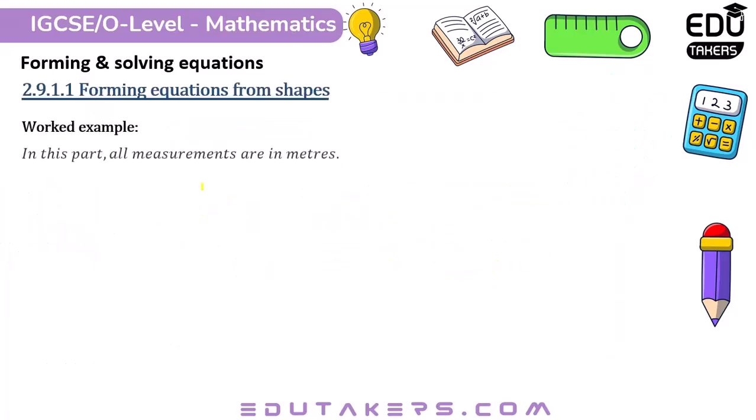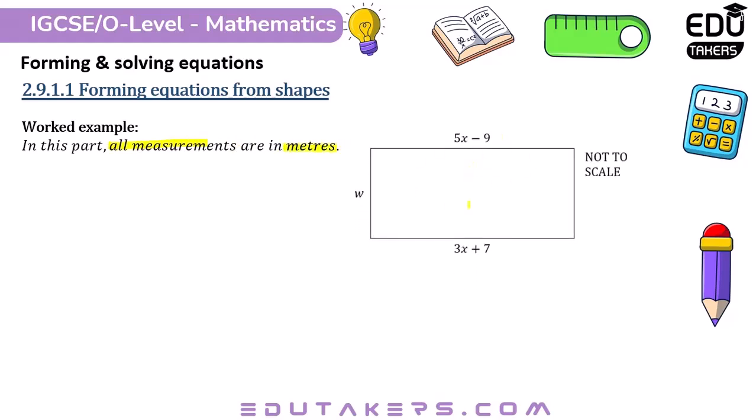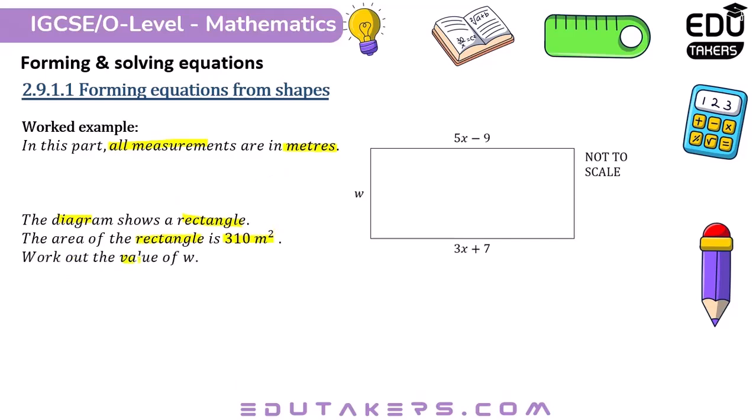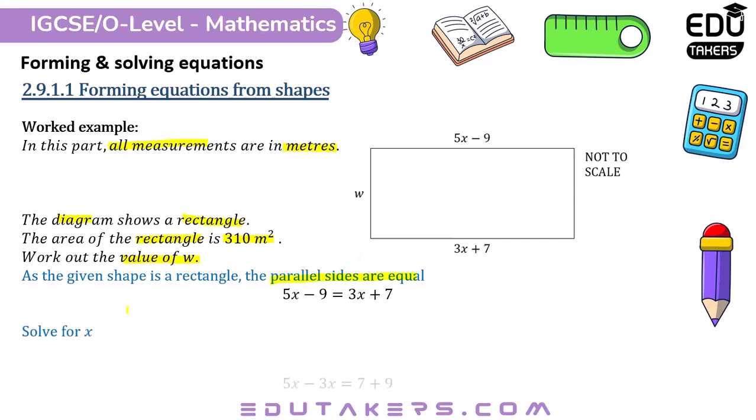Worked example. In this part, all measurements are in meters. The diagram shows a rectangle. The area of the rectangle is 310 meters squared. Work out the value of W. As the given shape is a rectangle, the parallel sides are equal. So 5x minus 9 is equal to 3x plus 7. Now solve for x. 5x minus 3x equals 7 plus 9. 2x equals 16. So x is equal to 8.